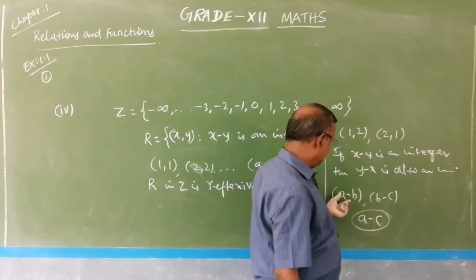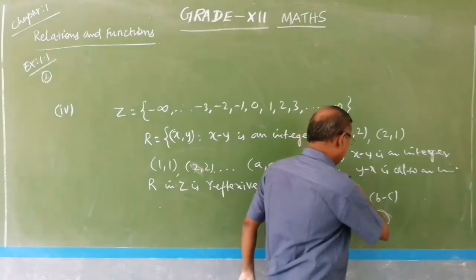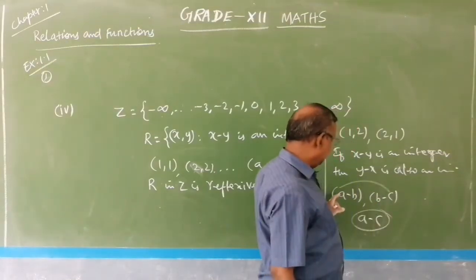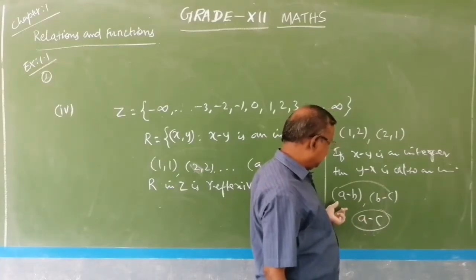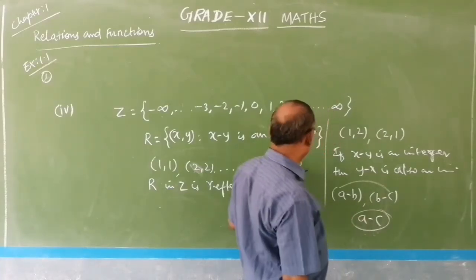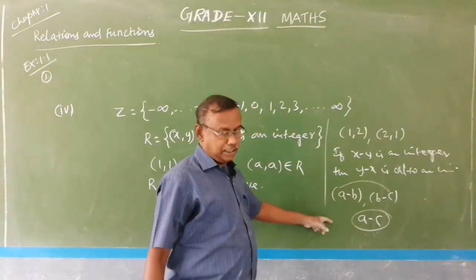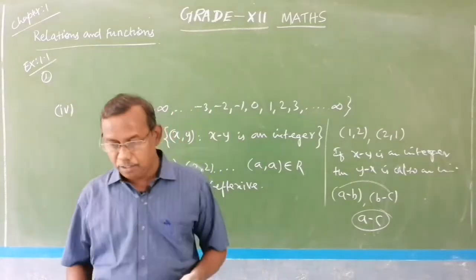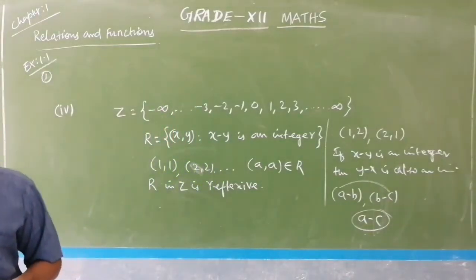So A minus B is an integer and B minus C is also an integer, which means A minus C is an integer, because we have taken A, B, C all as integers. The difference between any two integers is again an integer, so it will be an element of R. Therefore, R is transitive also. Here R is reflexive as well as symmetric and transitive.